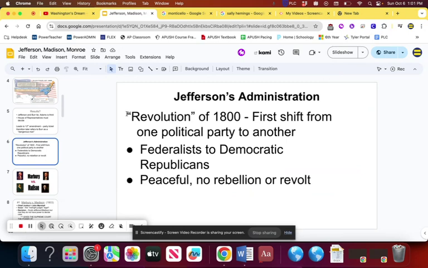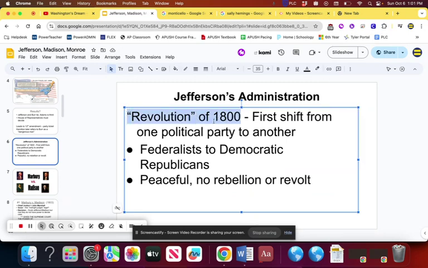Anyways, Jefferson's win is also called the Revolution of 1800. The reason why is we see our first shift in power from one political party to the other. We no longer have an anti-federalist party. They're called the Democratic Republicans. The political parties do get very confusing, so we'll go over them time and time again. But as long as you know basically who's the farmer party and who's the wealthy merchant party, that's really what you need to focus on, all the way up until basically the Civil War.